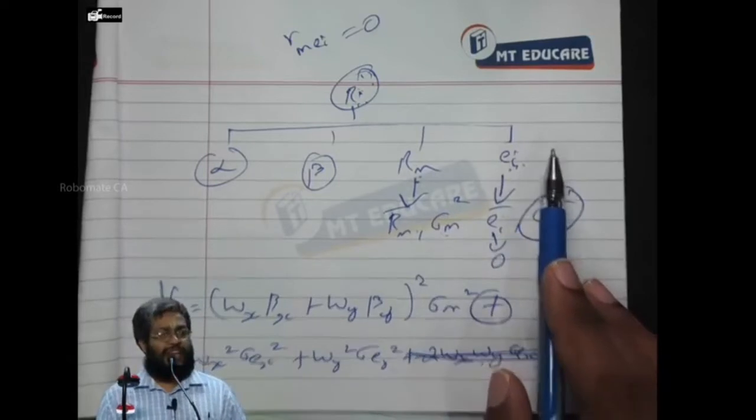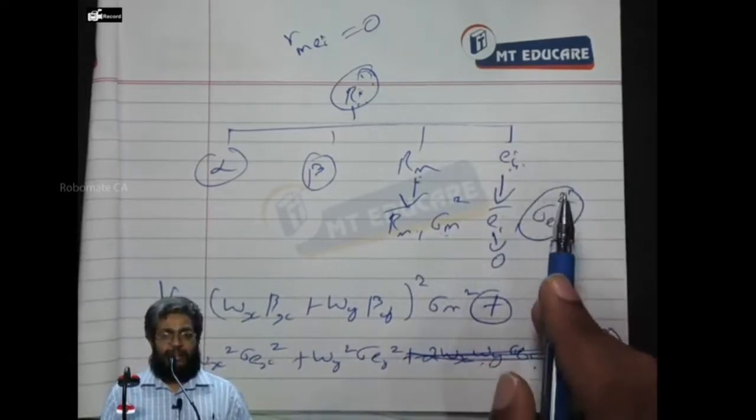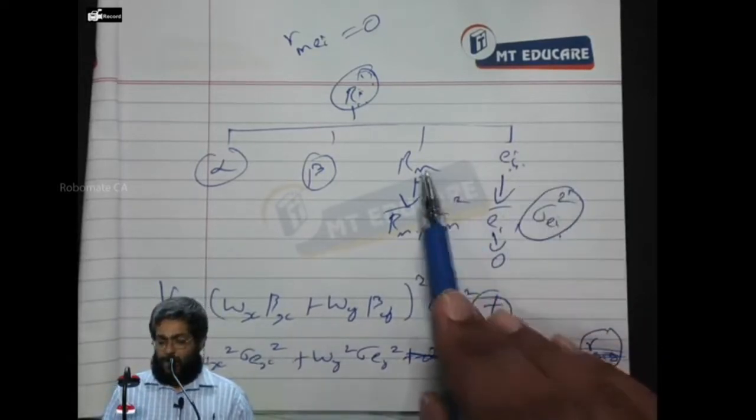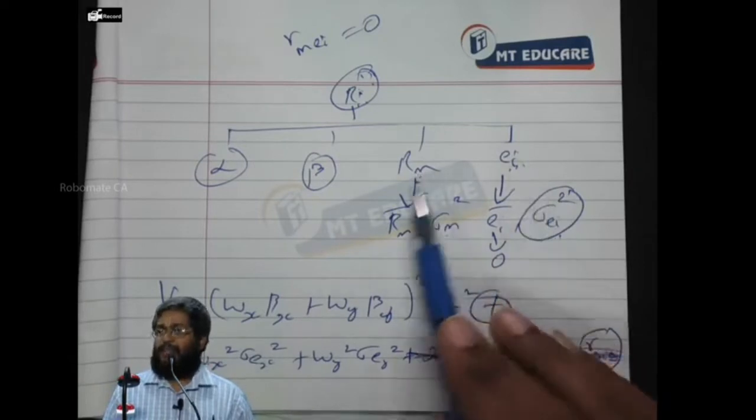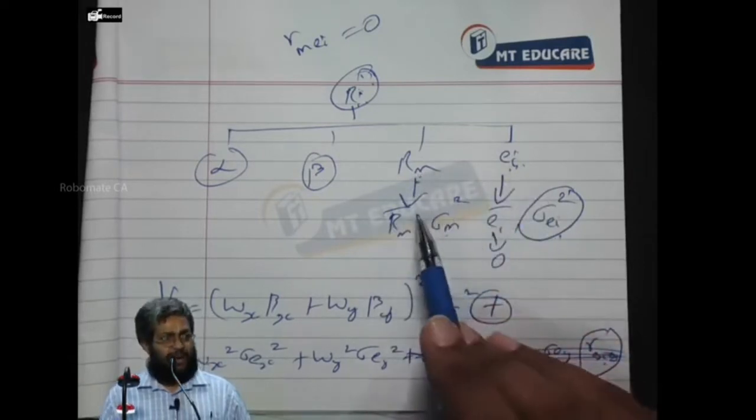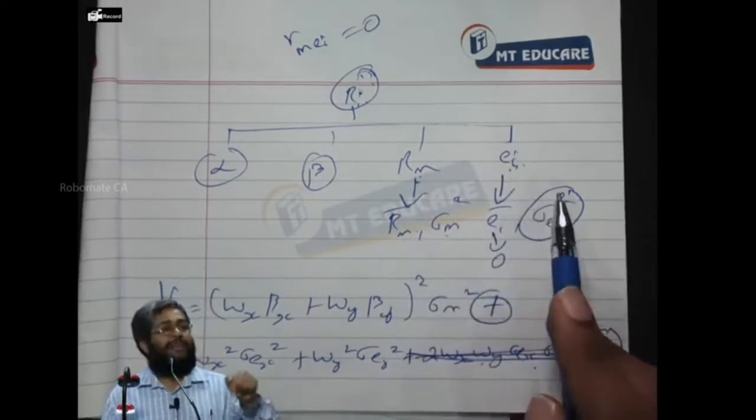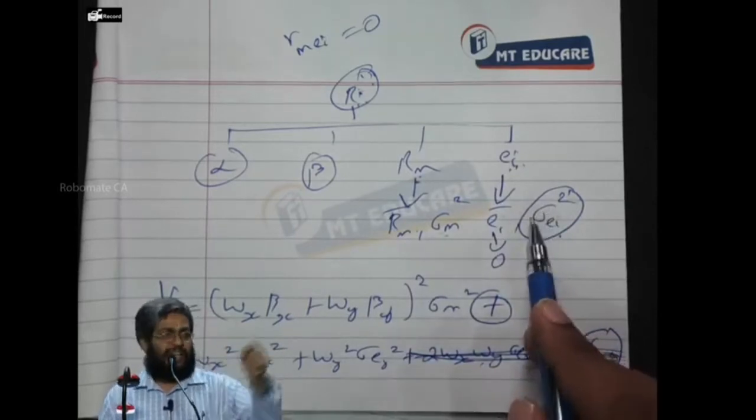What is correlation? Covariance of x and y divided by sigma x, sigma y. The covariance of market and error term divided by the standard deviation of the market and standard deviation of the error term will give what answer? 0 answer. We can check it later.